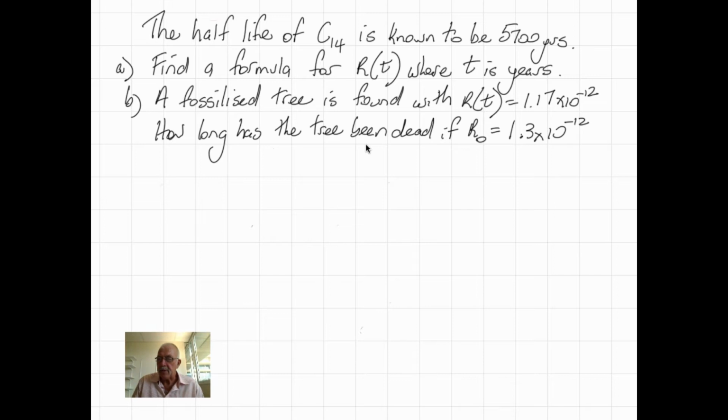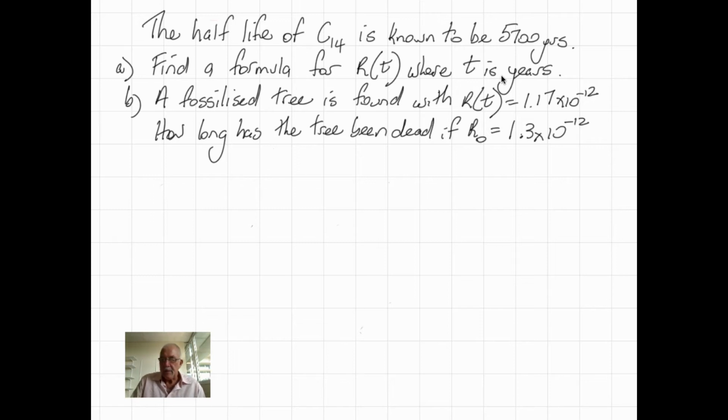This is a question that also involves exponential decay, an exponential model. So we've got the half-life of carbon-14 is known to be 5,700 years. Find a formula for R of T, where T is in years. So we've got to find out how much carbon-14 is present at any time T.